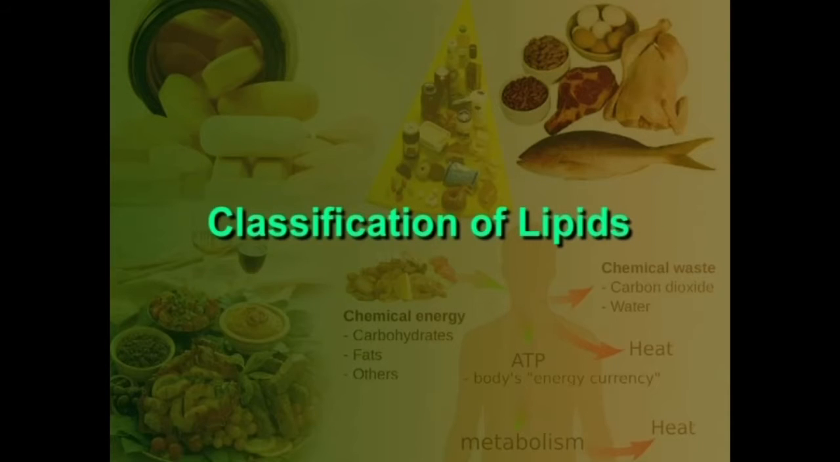Now, we come to the classification of lipids. Just like carbohydrates and proteins, you have different kinds of lipids which can be classified based on either their physical properties at room temperature, whether they are solid or liquid, or on their polarity, whether they are soluble in water or organic solvents, and based on their essentiality or need for humans. But the preferable classification is based on their structure.